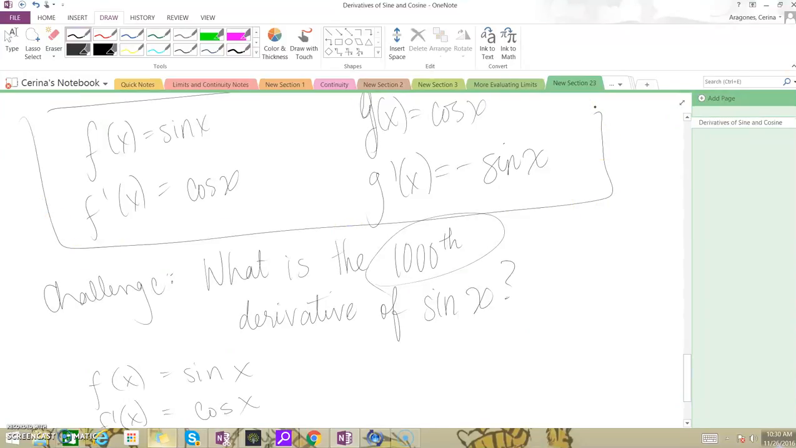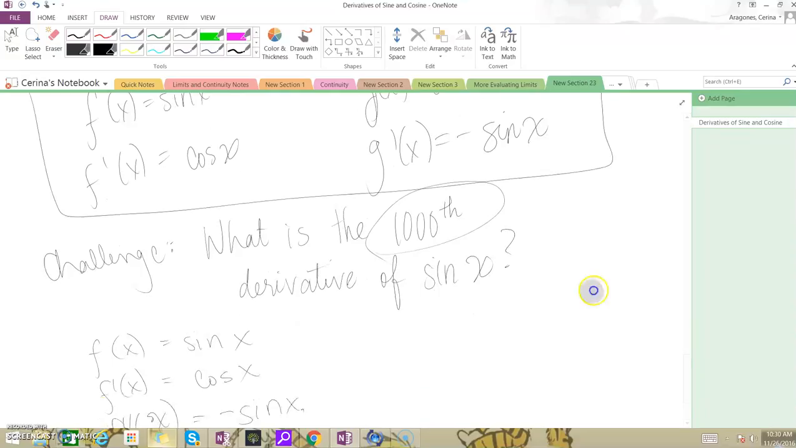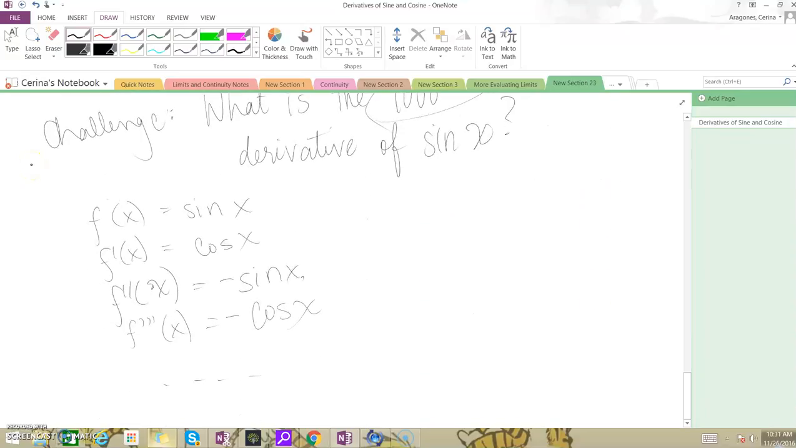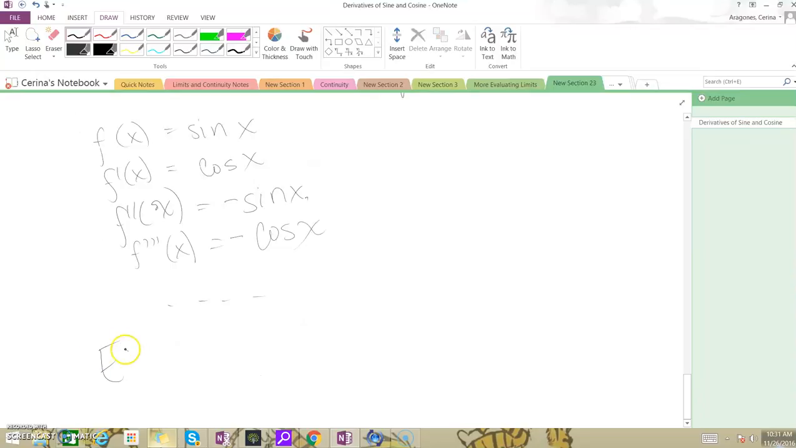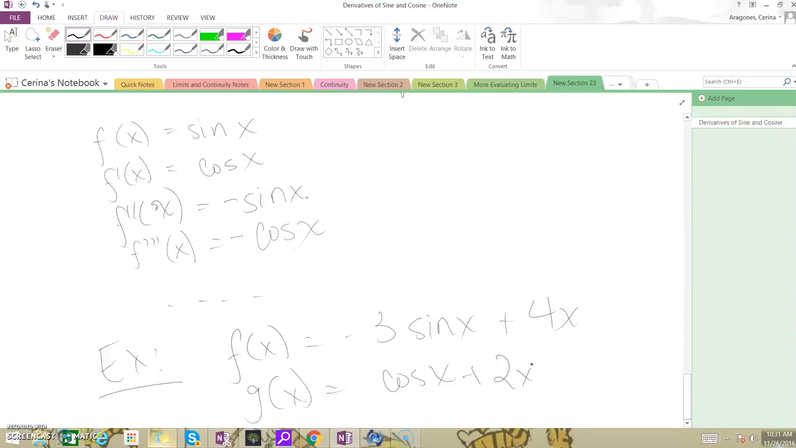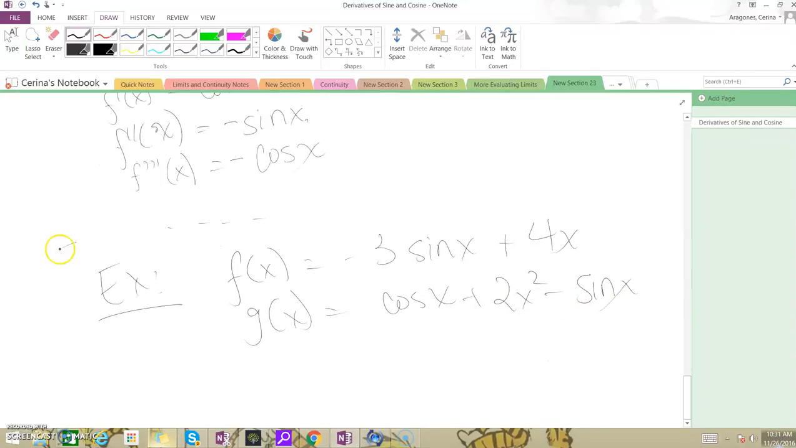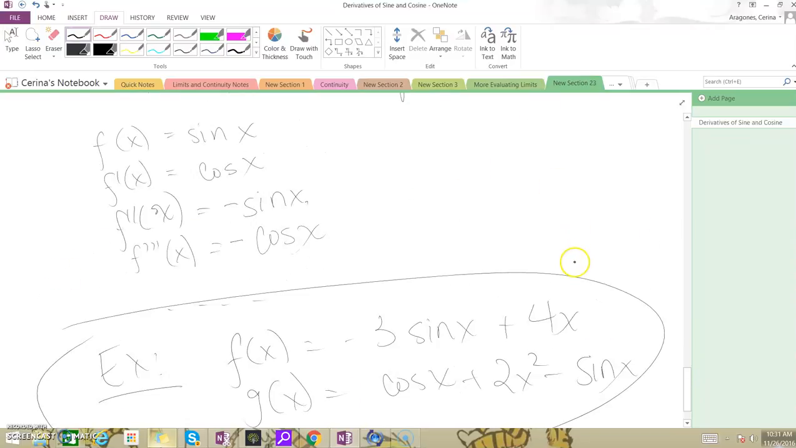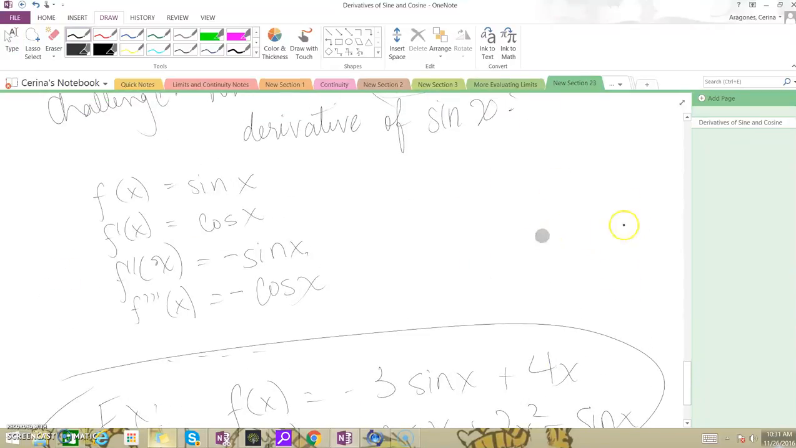I would advise that you try to go through these to understand how we found them. Here, try to answer the challenge and do some example problems. So find the derivative of negative 3 sine x plus 4x, and cosine x plus 2x squared minus sine x. So try to find the derivative of these two and try to find the 1,000th derivative of sine.